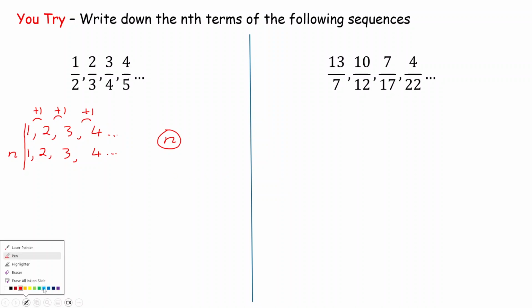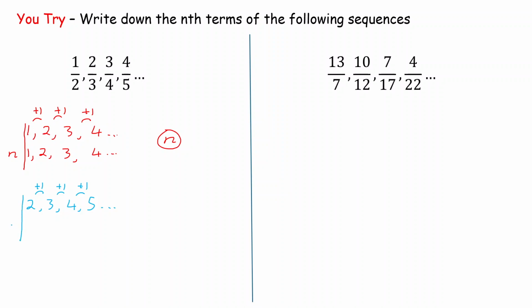We've then got the sequence below, which is 2, 3, 4, 5. So let's consider this one separately. So we've got 2, 3, 4, and then 5, so on and so forth. And again, we are increasing by plus 1, by plus 1, by plus 1. So to show that plus 1 increase in terms of n, it's just going to be n, which again is your 1 times table.